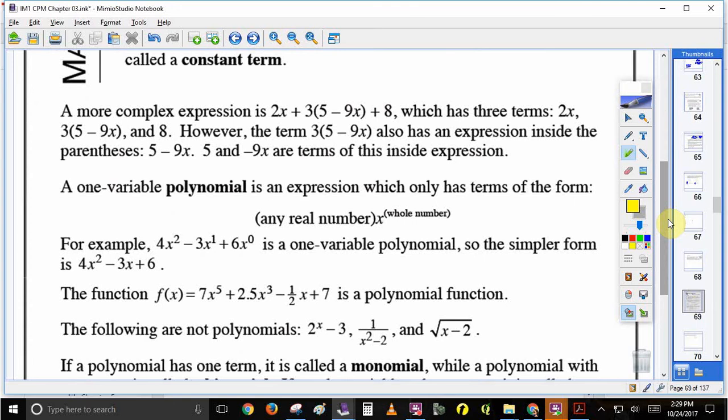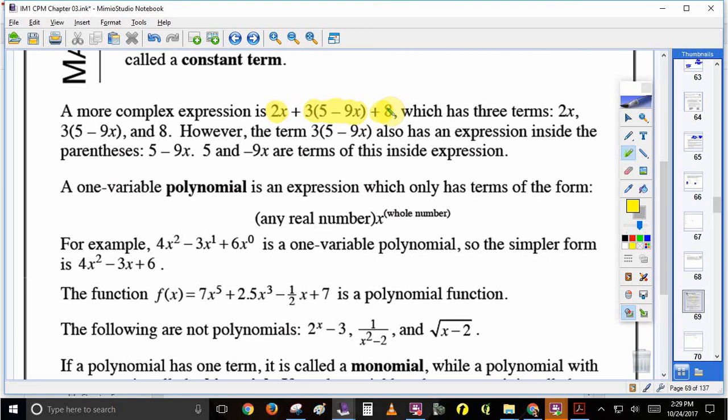A more complex expression is 2x plus 3 times the quantity 5 minus 9x, plus 8, which has three terms. 2x is a term. 3 times the quantity 5 minus 9x is another term, and positive 8 is a third term. However, the term 3 times the quantity 5 minus 9x also has an expression inside the parentheses, which is 5 minus 9x. 5 and -9x are terms of this inside expression.